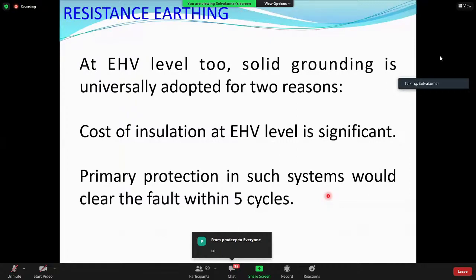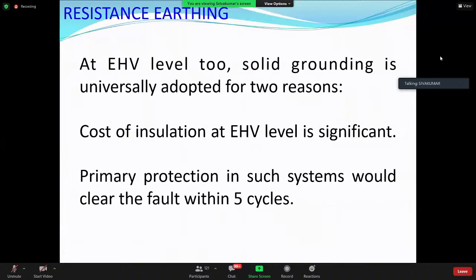Why can solid grounding be done at EHV, or why can't resistance grounding? I guess the slide I am sharing is answering the question. If you go for resistance grounded systems, the healthy phase voltage will jump, it will increase, and the insulation requirement is high. That's the real reason why at high voltage or extra high voltage you cannot go for resistance grounded systems; you have to go for solidly grounded systems.